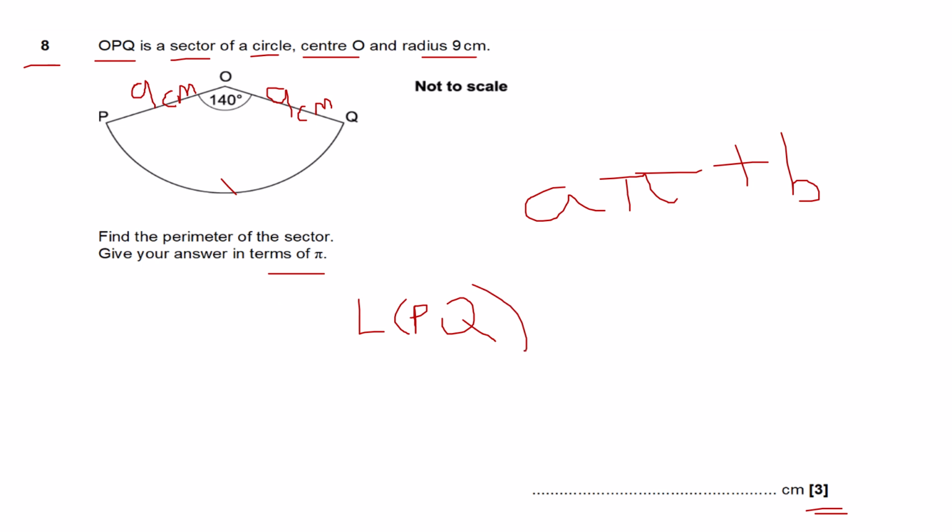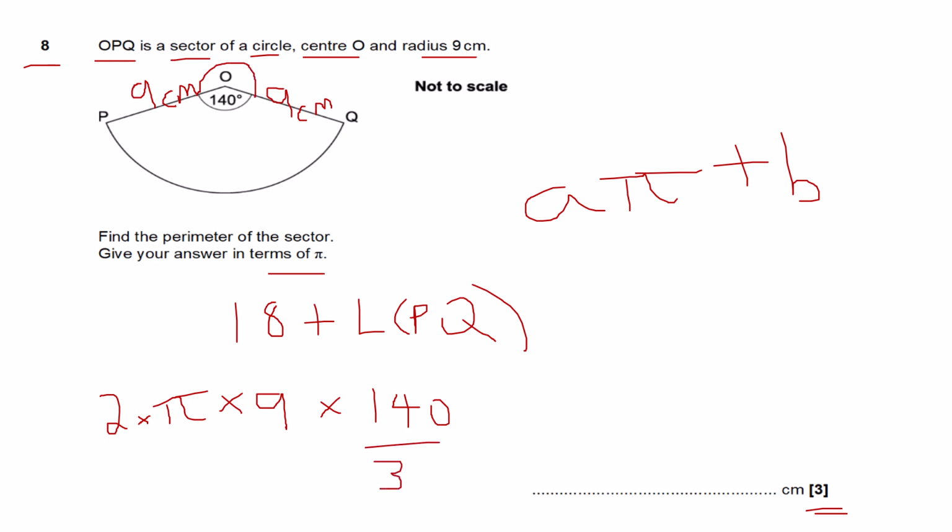Now how do I work out the arc length of PQ? Well, it's actually pretty straightforward. It's the circumference of the circle multiplied by what fraction of the circle or sector I have. So it's going to be 2 times pi times the radius, which is 9, and I'm going to times this by the fraction of the circle that I have. That's 140 over 360, because remember, angles around a point or in a circle add up to 360.